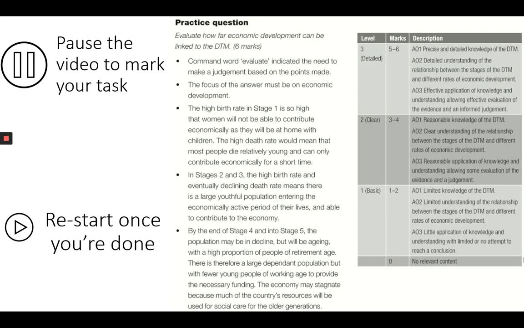Here we go. Have a read of the bullet points and study the grey table, pausing the video as you do so. How did you get on? Decide what level your response deserves. If you need to improve your response based on the bullet points, then now's the time to do so, pausing and resuming the video when you're ready.